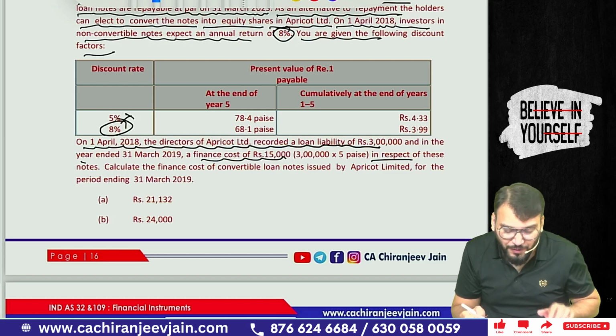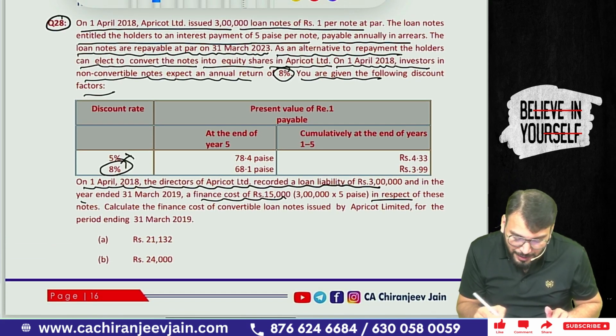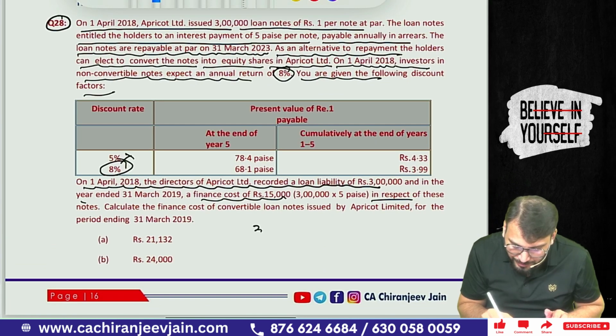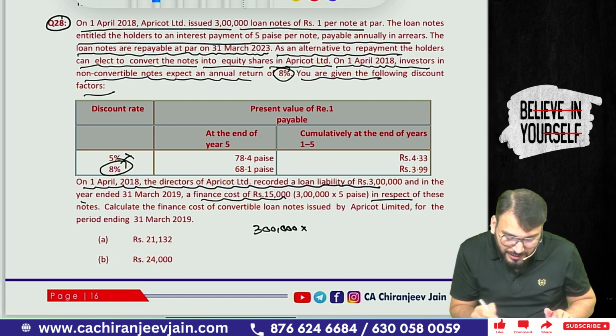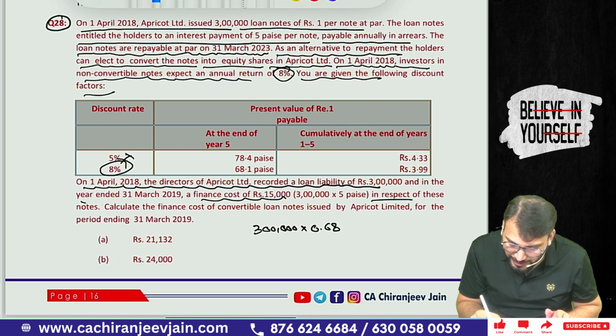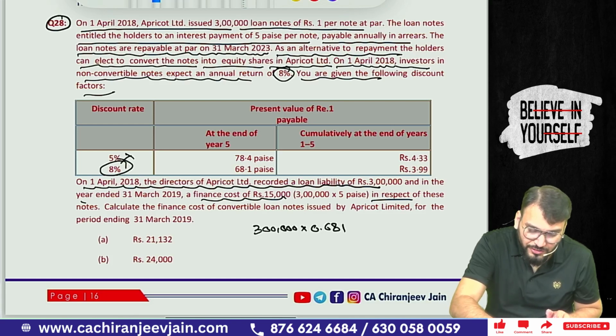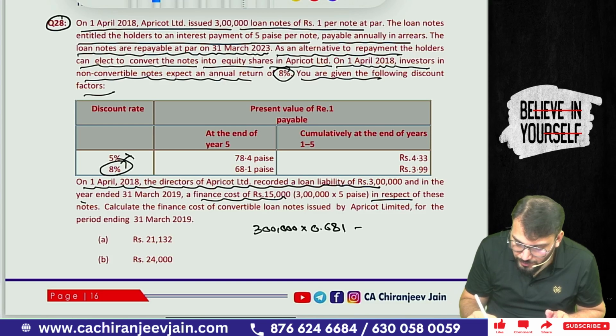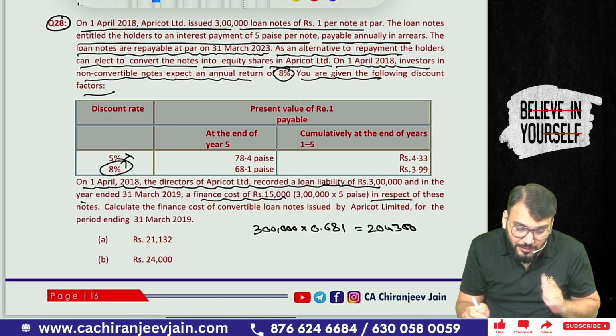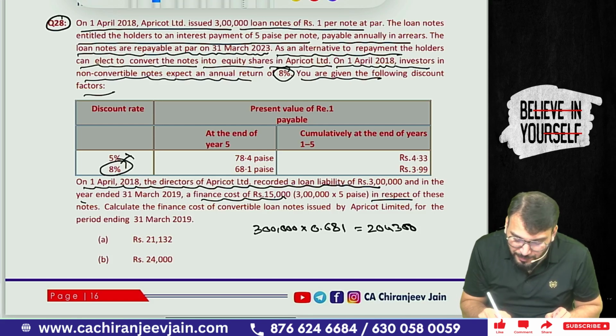So first we need to find the financial liability. The financial liability will be 3 lakh into the 8% factor, which is 0.681. So 3 lakh into 0.681 is equal to 2,04,300. And then the interest is 5 paise, which means 15,000.